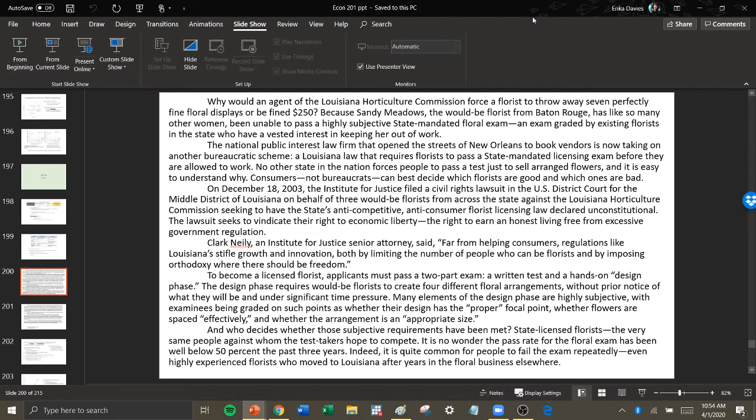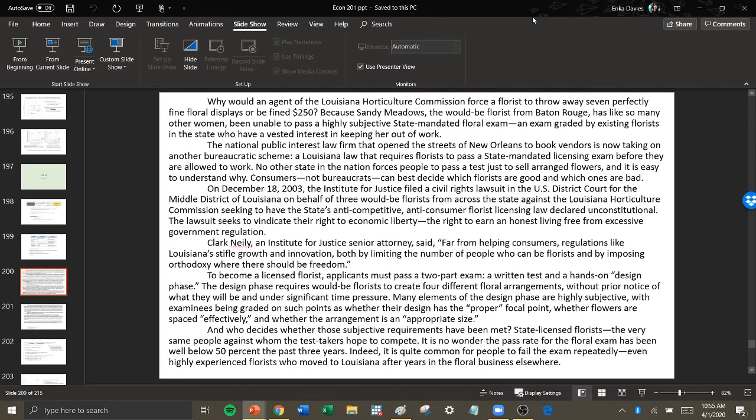On December 18, 2003, the Institute for Justice filed a civil rights lawsuit in the U.S. District Court for the Middle District of Louisiana on behalf of 3 would-be florists from across the state against the Louisiana Horticulture Commission, seeking to have the state's anti-competitive, anti-florist licensing law declared unconstitutional. The lawsuit seeks to vindicate their right to economic liberty, the right to earn an honest living free from excessive government regulation.